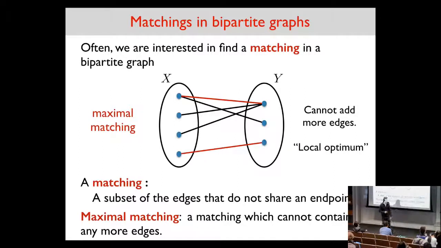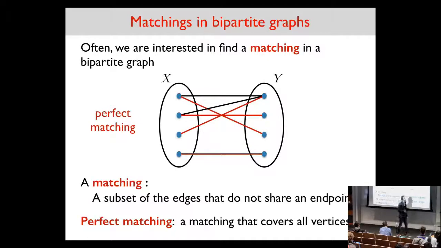A maximal matching is not necessarily a maximum matching. So we saw in this graph we can get a bigger matching, a matching of size 3, but this is a maximal matching of size 2. And then there is what we call a perfect matching. It's a matching that covers all the vertices.